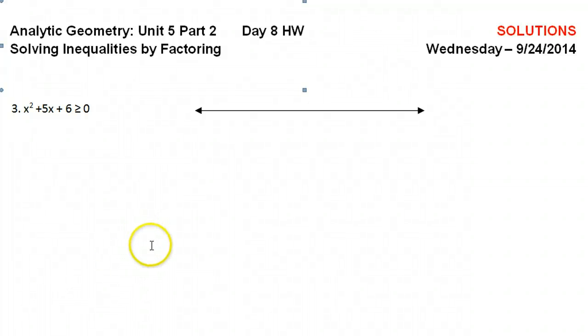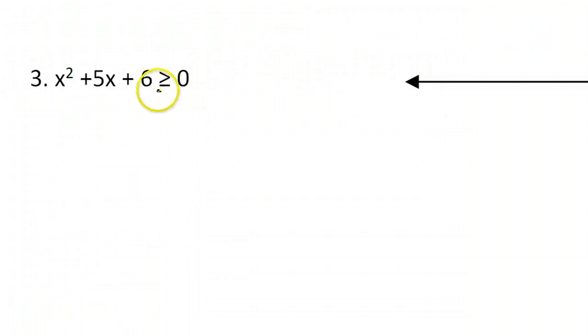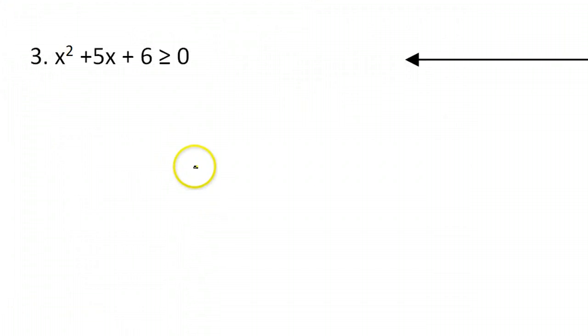Alright guys, this is part 3 of our lesson on solving and graphing quadratic inequalities. The first thing we need to do is find the x-intercepts of this parabola by factoring. We already have 0 on one side, so let's go ahead and factor this thing down.